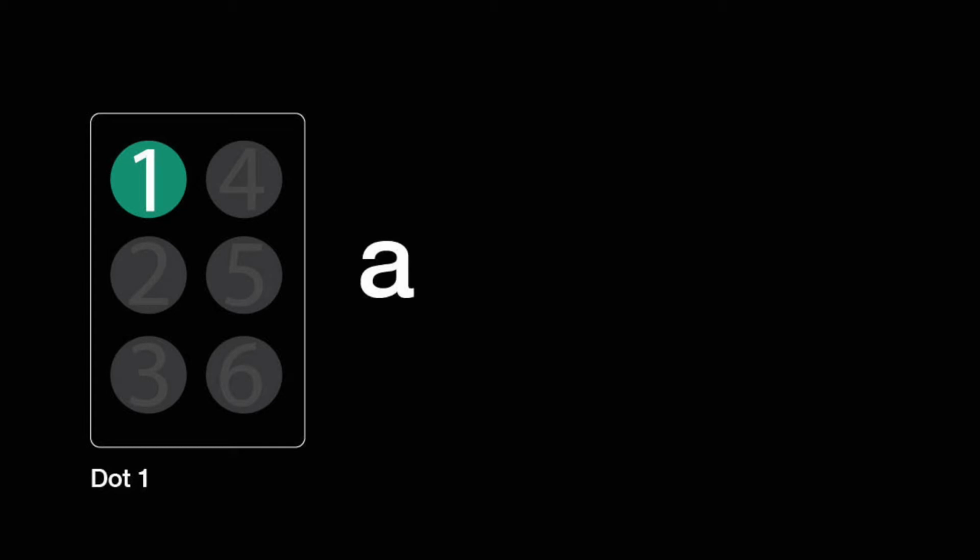Now that we've gone over all the word signs, let's go over them again, but this time we're going to put the Braille cells with them so you can make that connection. A is a, dot 1. B is but, dots 1 and 2. C is can, dots 1 and 4. D is do, dots 1, 4, and 5. E is every, dots 1 and 5. F is from, dots 1, 2, and 4.